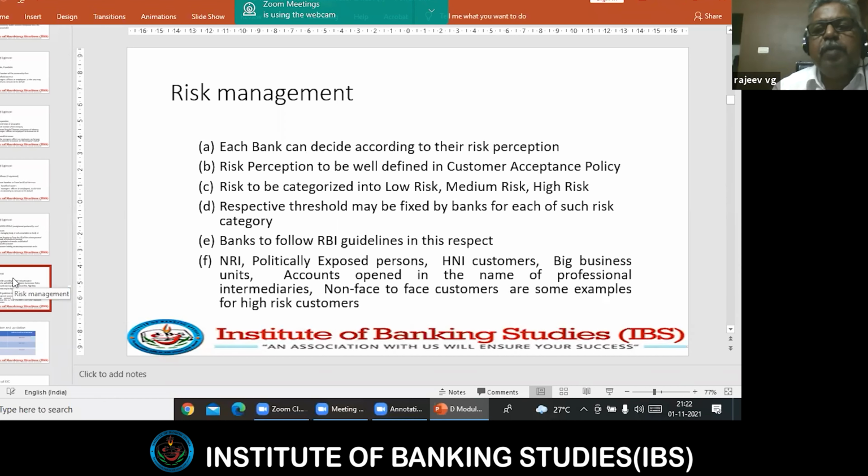What is the difference between dormant and inoperative accounts? Any idea? Inactive for 6 months is dormant. More than 6 months inactive, the account will become dormant. Actually, now the terminology dormant and inoperative both have the same meaning, not operated for 2 years. What you said is correct earlier. If it was not operated for 6 months, it was considered as dormant, and if it was not operated for two years, it was considered as inoperative. But now the terminology is used for 2 years. Some people are using it as dormant, some people are calling it inoperative.